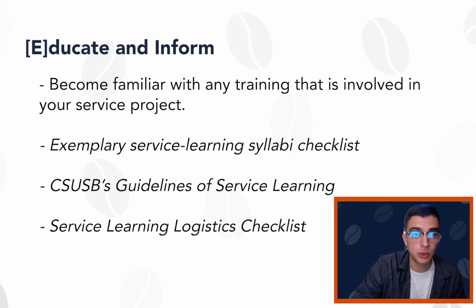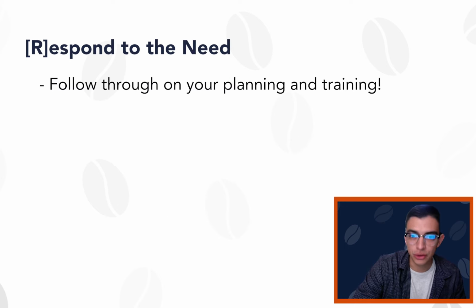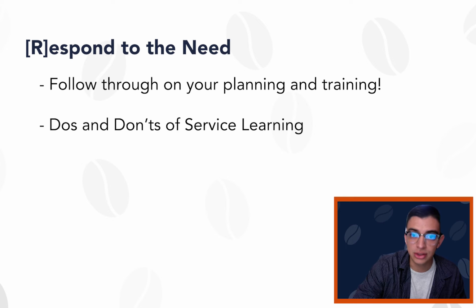The next step is respond to the need. In other words, action. Follow through on your planning and training and make sure that your service is making a meaningful impact for both the students and the community. Make sure that this effort is time well spent on making a difference in the world. Be sure to set guidelines for students to make sure that their service is meaningful and impactful. The Office of Community Engagement has created a students' do's and don'ts of service learning. Consider sharing this with your students to make sure that they are ready to serve safely.